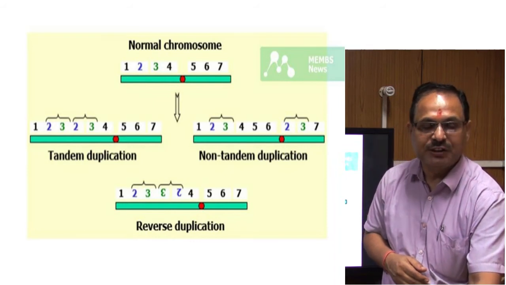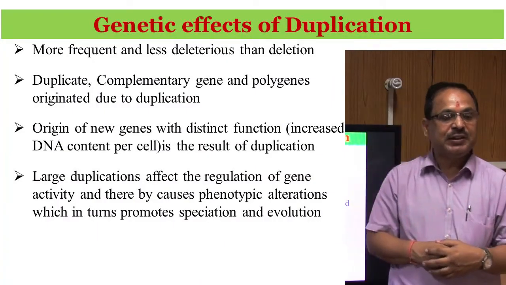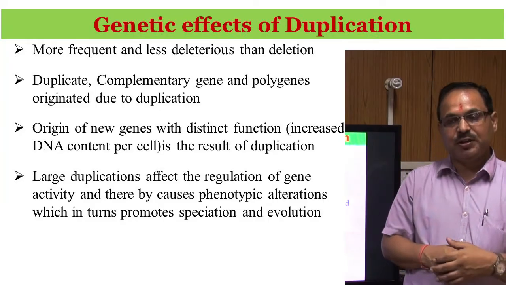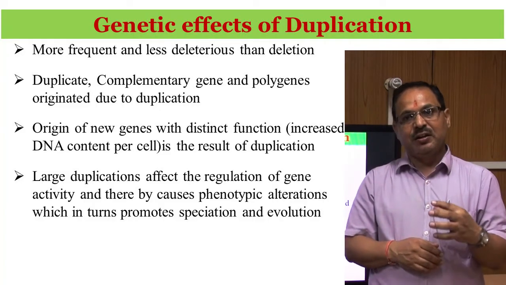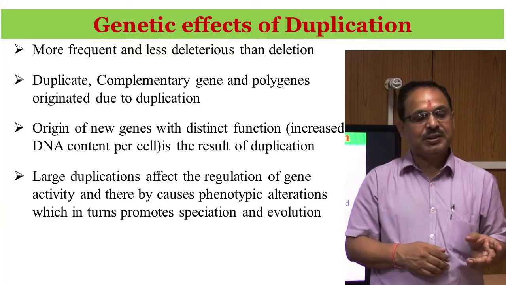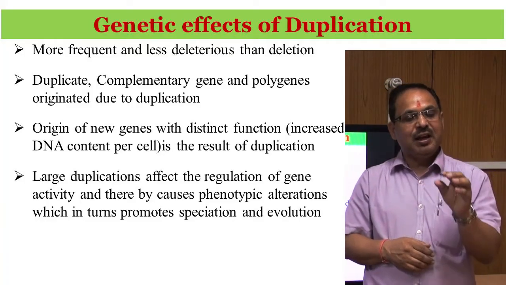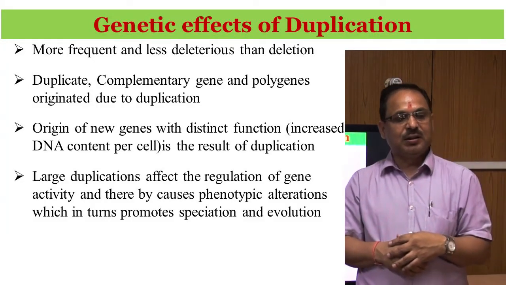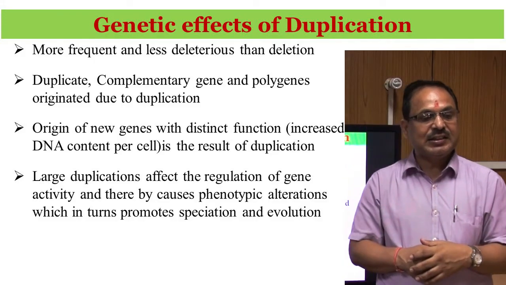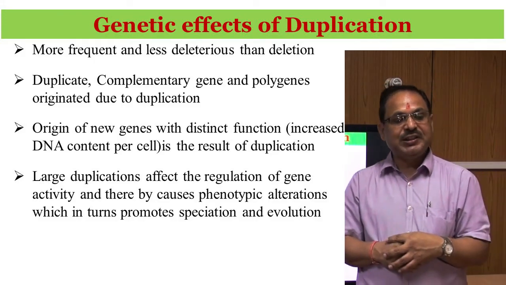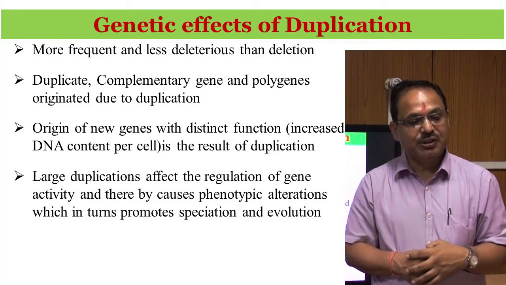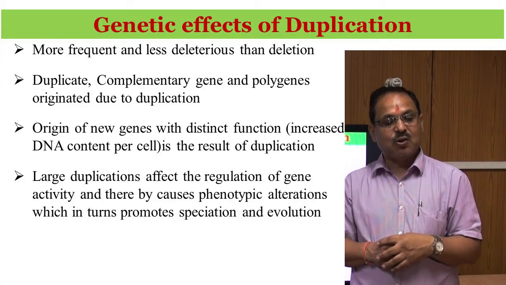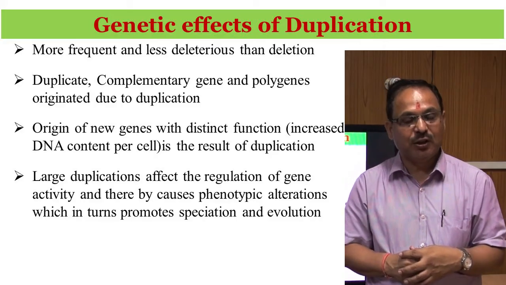Some of the genetic effects of duplication: it is less deleterious as compared to deletion. We already said that deletion is very deleterious, vital. But compared to this, duplication is a little less deleterious to individuals. In this case, duplicate, complementary and polygenes originate. The genes may be complementary genes, duplicate genes or polygenes originating from this process of duplication.